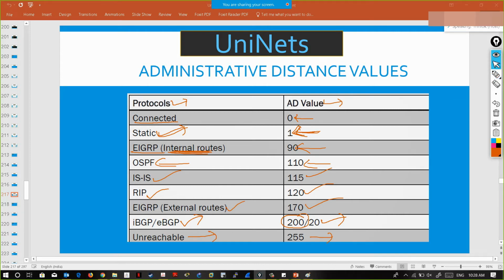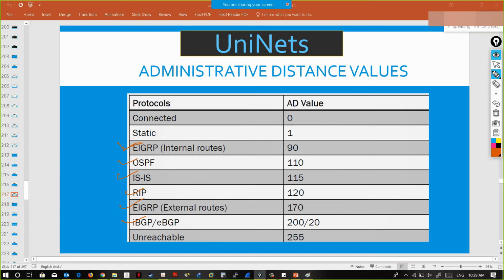Now, what are these values? Yeah, these are all the dynamic protocols. EIGRP, OSPF, ISIS, RIP, EIGRP, EBGP, all these are dynamic. Okay.